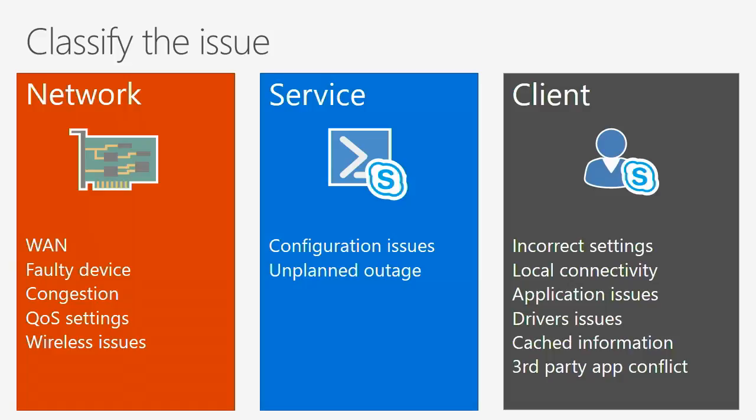So when we look at an outage, I've had users call me before and say, hey, Skype for Business, or at the time it was Communicator, can't sign in. I'm like, okay, are you having PC issues? Ten minutes into the call, they'll say, yeah, and you know what? Everybody else in the building can't sign in either. So we want to classify the issue. Is it a wide area network outage? Is it a faulty device?